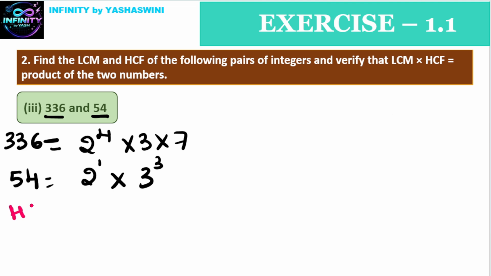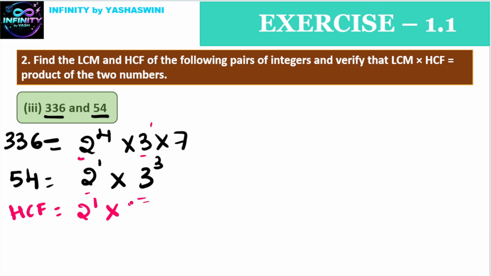What is the HCF here? HCF is common factor with the lowest power. Here which are common? 2 is common and 3 is common. And in which is the smallest power? 1. So 2 power 1 into, here in 3, which is the smallest power?